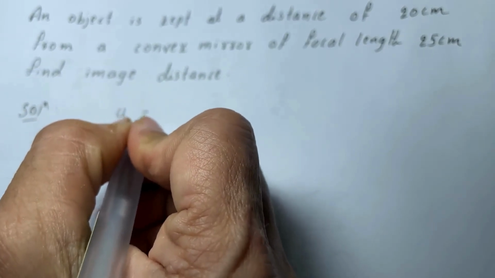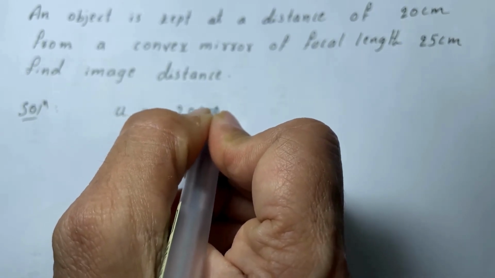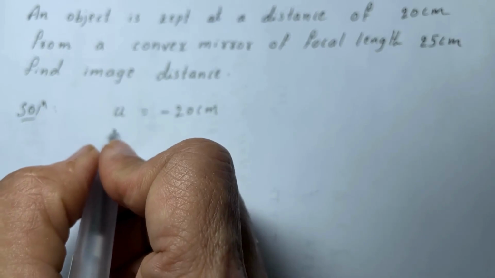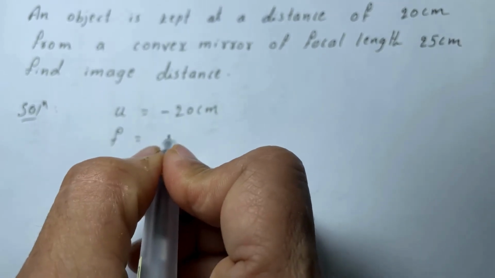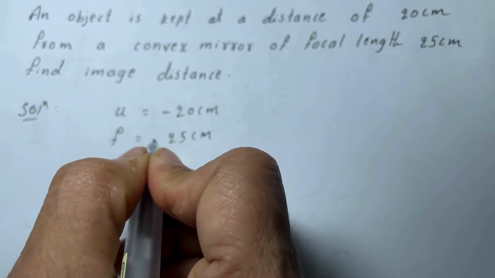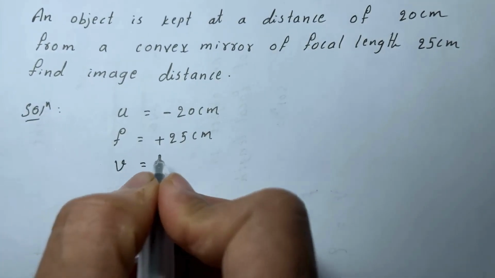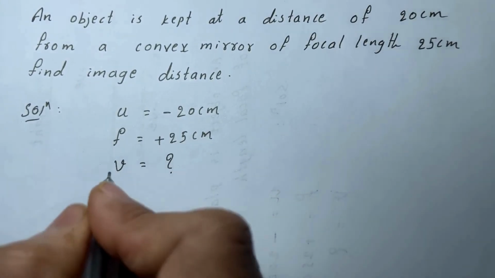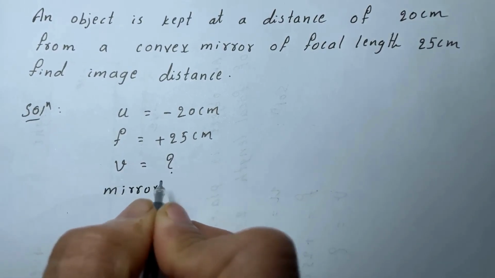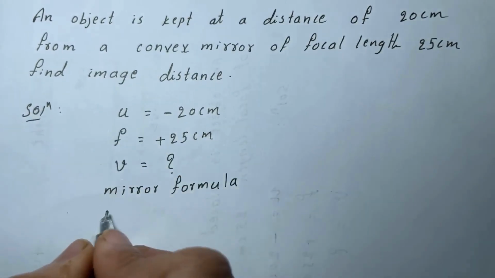U is equals to 20 centimeters. So, that is left hand side of the mirror, so that is minus, and F focal length is equals to 25 centimeters. It is a convex mirror, so focal length is positive, and we had to find out the image distance, unknown quantity V is equals to how much. To find the V, we use the mirror formula, which relates all these three quantities.